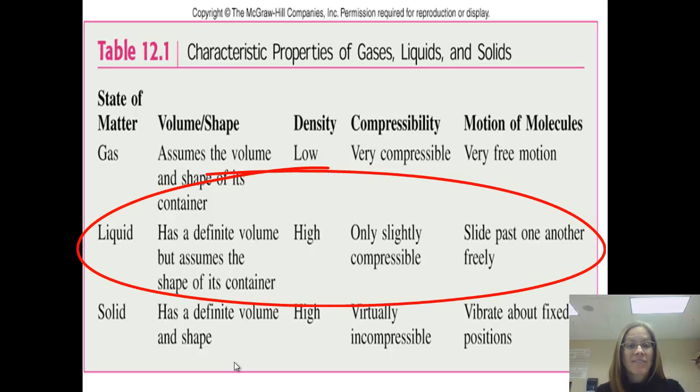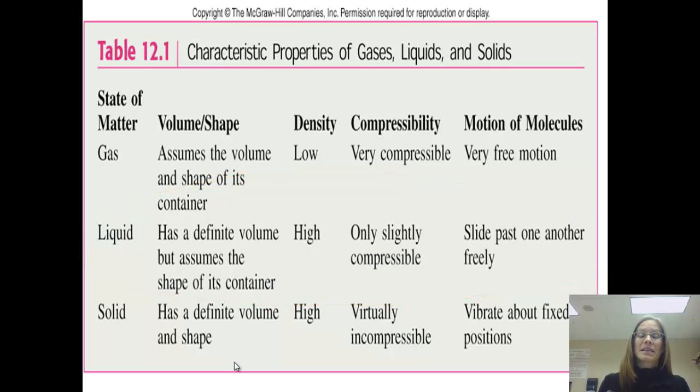Liquids have a definite volume, but they also assume the shape of their container. So whatever container it's in, it's going to take that shape. The density is much higher than a gas, and liquids have very, very slight compressibility. They're not really considered compressible. And the motion of the molecules is that they can move past each other freely, but those attractive forces are enough to hold them in place still and not allow them to completely escape from the other molecules or atoms.